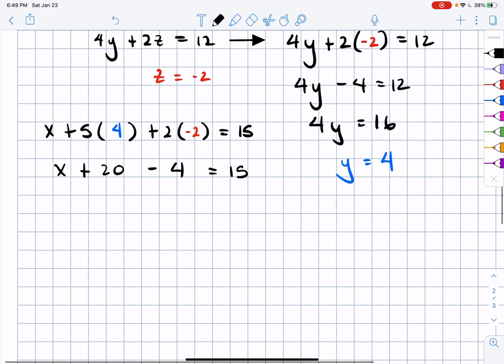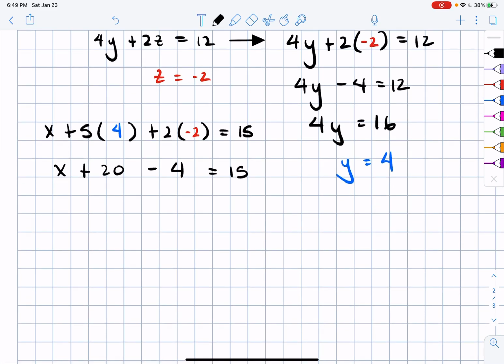So why did I have minus 4 instead of plus a negative 4? It means the same thing. So typically, I ignore the addition signs, and whatever the 2 and negative 2 come out to be would be my sign. So 2 and negative 2 gives me a negative 4, so it'll be a minus 4. All right, so now I have x plus 16 is equal to 15. So x is equal to negative 1 because I got to subtract the 16 from both sides.